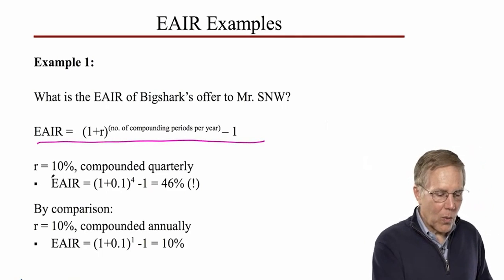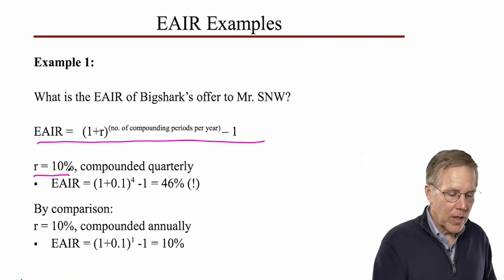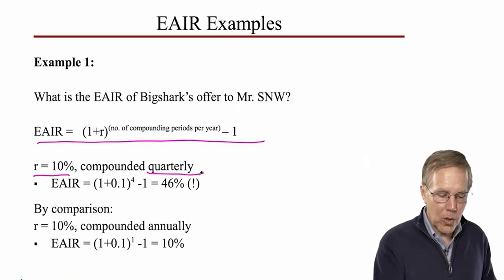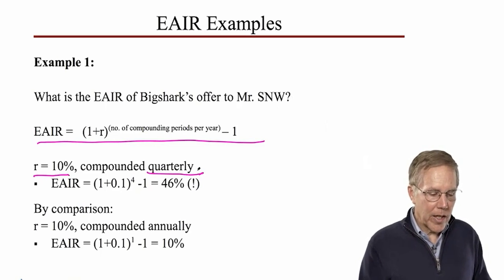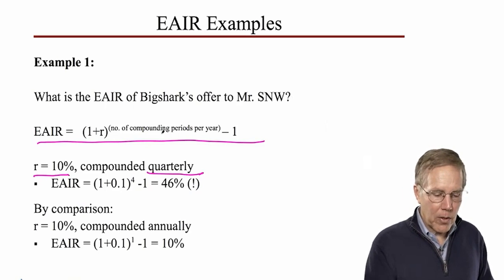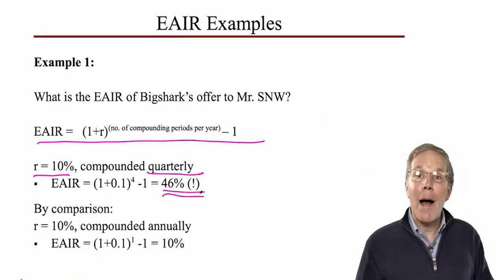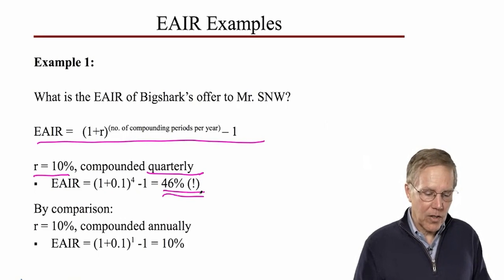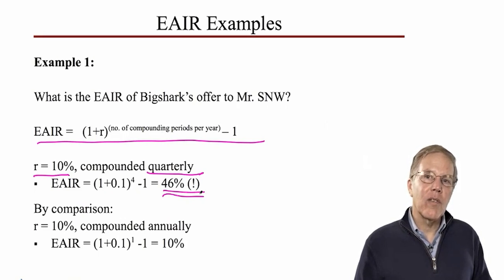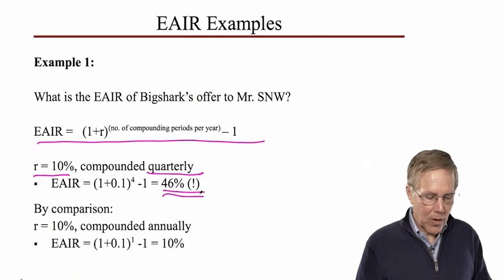Okay, so we have for Mr. Small Net Worth, the offer on the table is 10% compounded quarterly, and plugging in the formula, 4 compounding periods, 4 quarters per year, so we have 1 plus 10% raised to the 4, minus 1, equals a whopping 46%. Actually, this in the United States is considered usurious and is an illegally high rate.